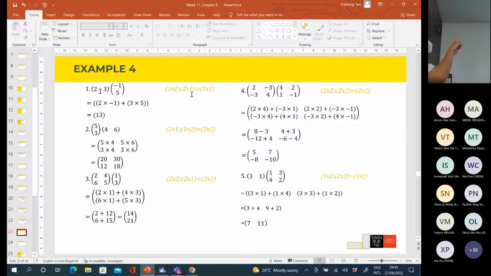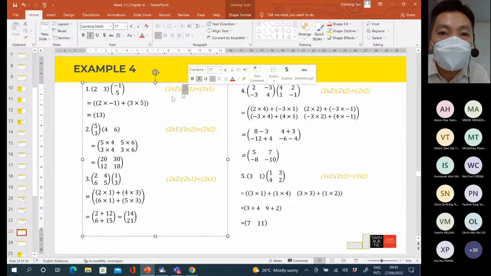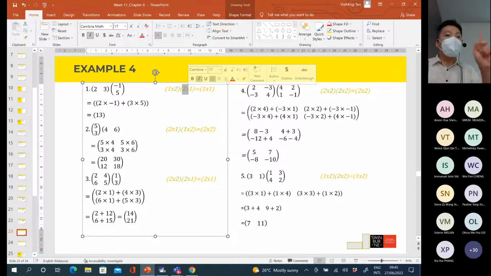Are we able to get the answer for these two matrices' multiplication? Yes, can. Why? Because you may find that the number of columns in the first matrix is equal to the number of rows in the second matrix, 2, 2, right? So that means there will be a result if we multiply these two matrices together. Then what is the output?